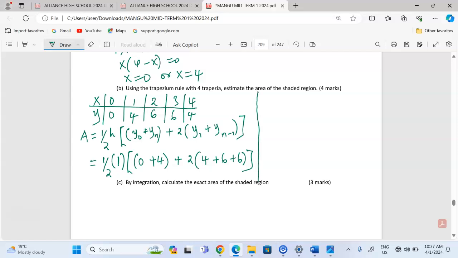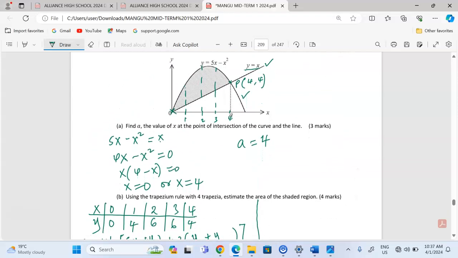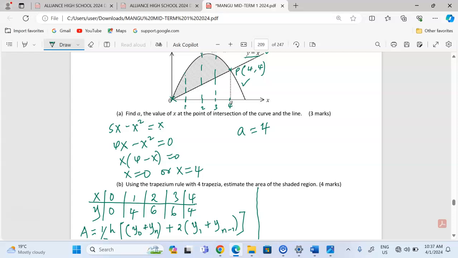Remember, we are getting the area under the curve and the x-axis, the area between the curve and the x-axis up to the line x equals 4. We are getting all this area. This is the area we are calculating now using the trapezium rule.